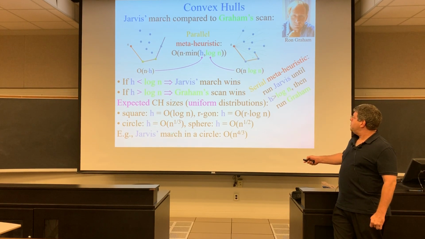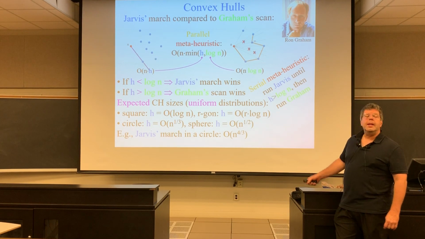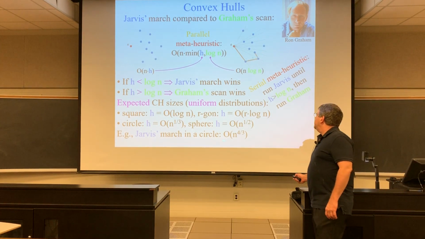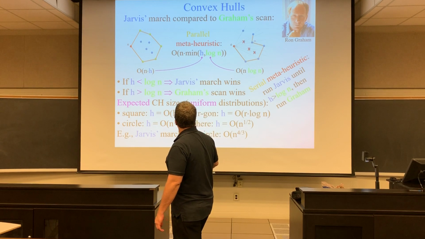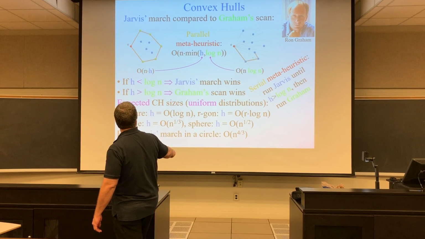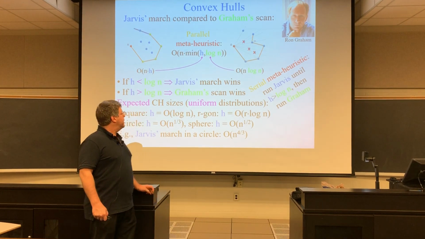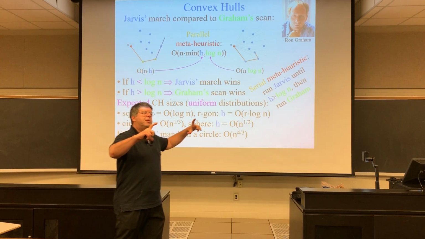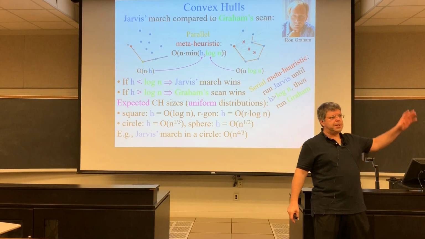And so if you run Jarvis's march in a circle, the number of points in the convex hull will be roughly n to the 1/3, and the running time will be big O of n to the 4/3, because it's n times h, and h is n to the 1/3, times another n, because that's the runtime of Jarvis. So it'll be n to the 4/3. So it'll be worse than n log n if all the points are uniformly distributed in a unit circle. How many understand all that?